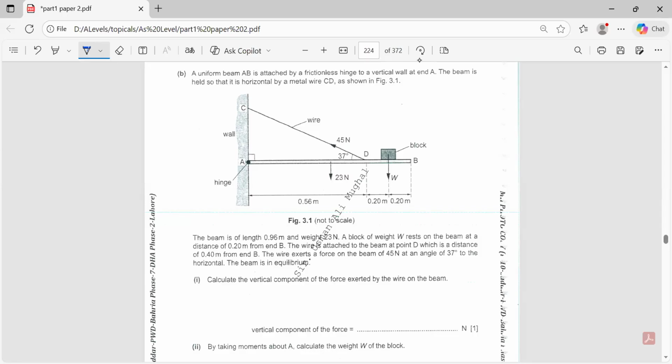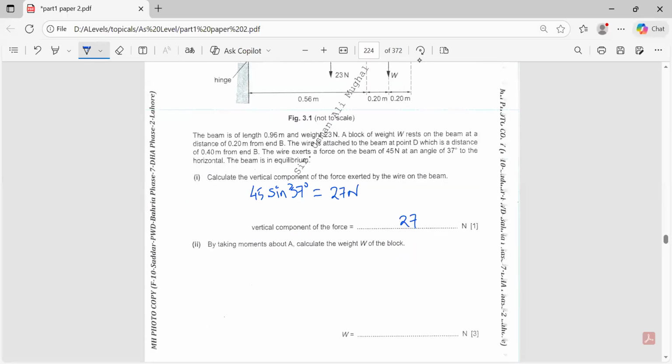We will find the vertical component, which means we will be finding out this component of the force. So we know 45 is acting at an angle 37, so this will be equal to 45 sine of 37 degree. So 45 sine of 37 degree will be equivalent to what? It is going to give you an answer of 27 Newton. So the vertical component will be equivalent to 27 Newton.